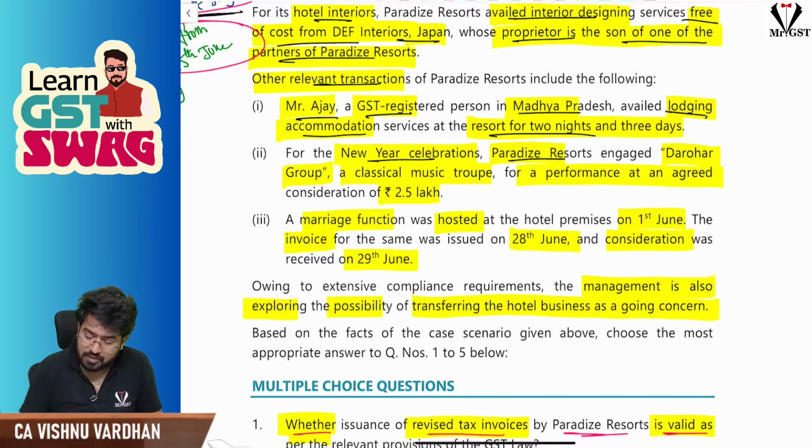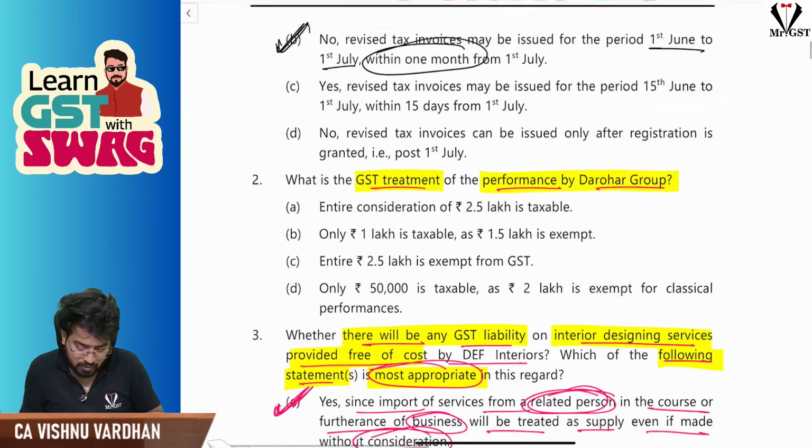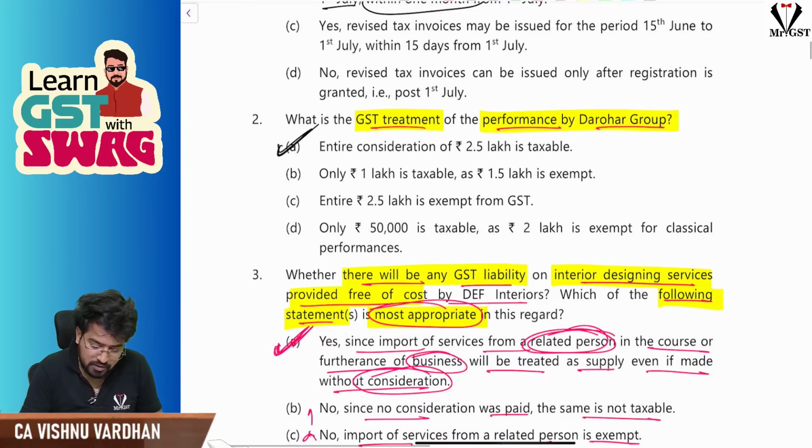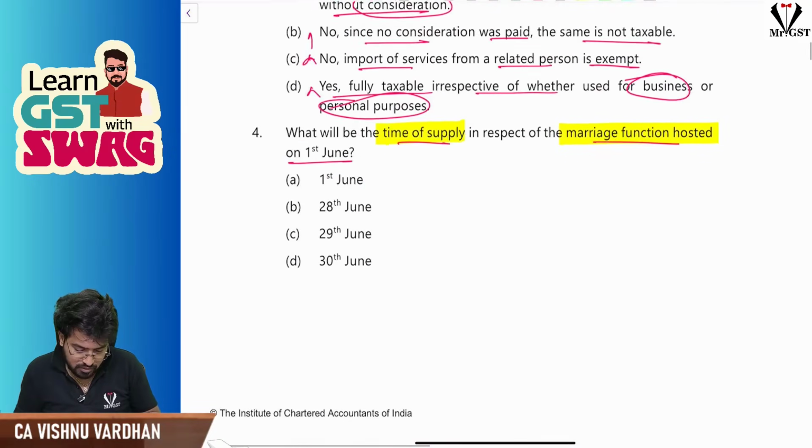New Year celebrations, Paradise Resorts, Darohar Group, classical music troupe. Sir, classical or folk music, dance or theatre is exempt only if the consideration is up to 1.5 lakh, otherwise it is fully taxable. So here entire consideration is taxable. That is the option. So with this, we are done with 2 questions.